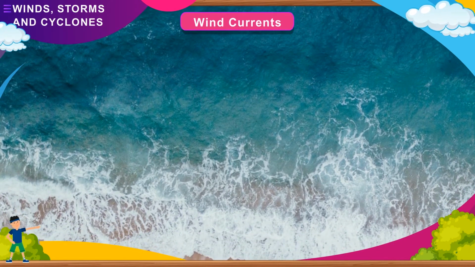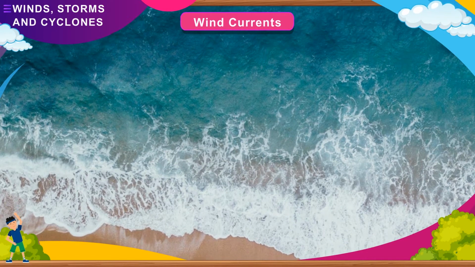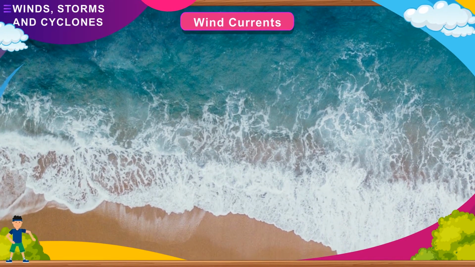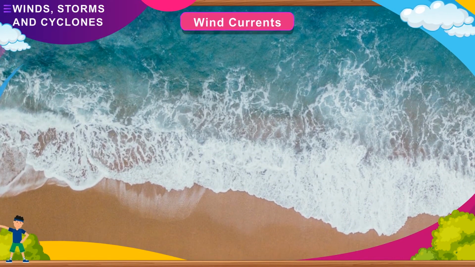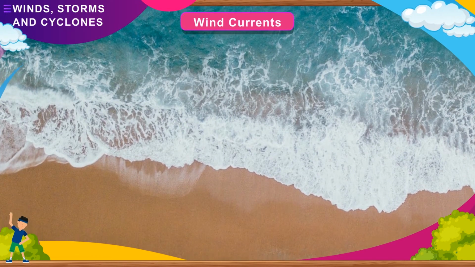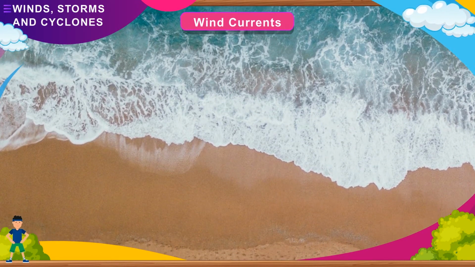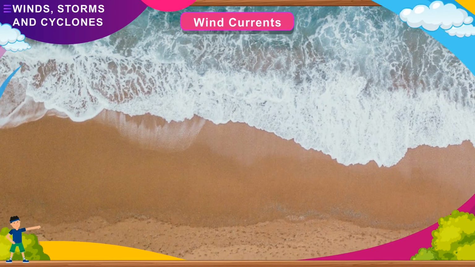In winters, the direction of the wind is reversed and they flow from land to sea. Hence, they carry little moisture and so cause a small amount of rain in winter. These winds are known as monsoon winds.